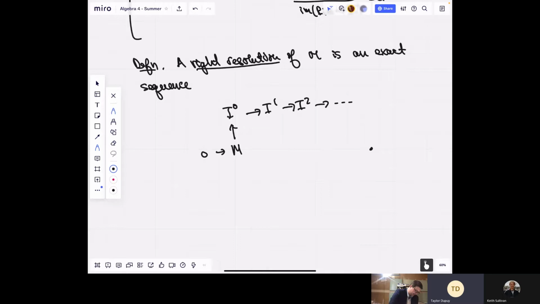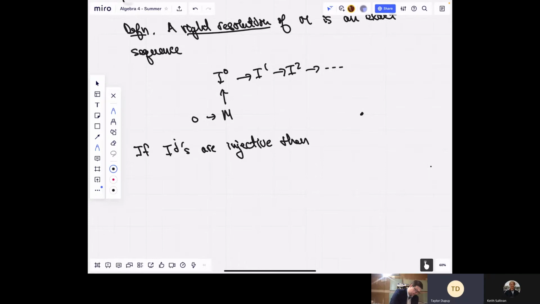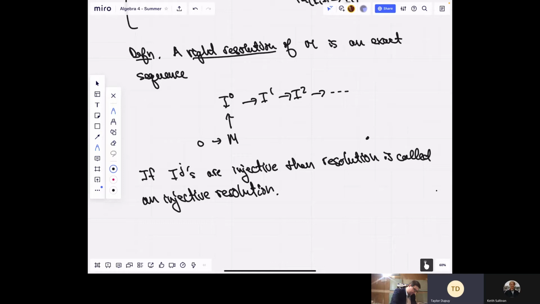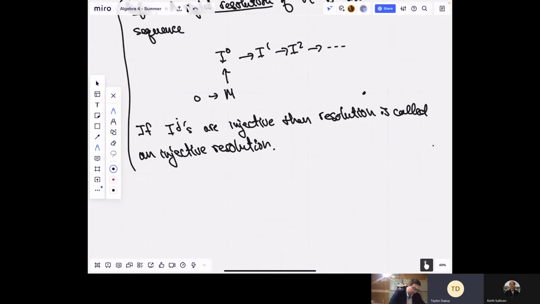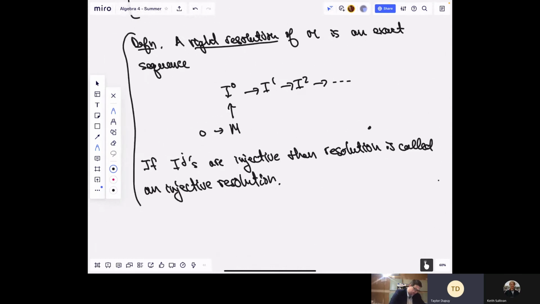And if the I_j's are injective, so injective modules in our case, then the resolution is called an injective resolution. Okay. All right. And similarly, the same remark applies, except in cohomology notation instead of homology notation.